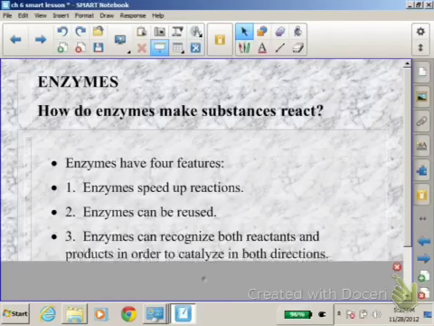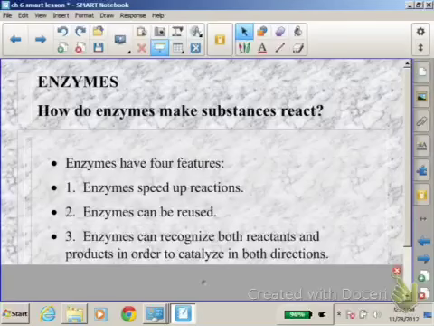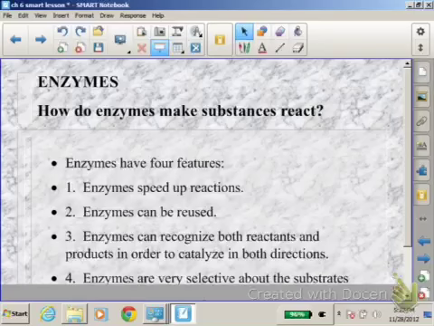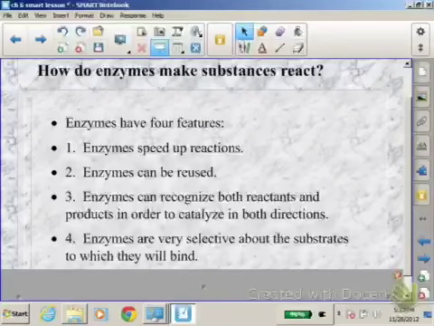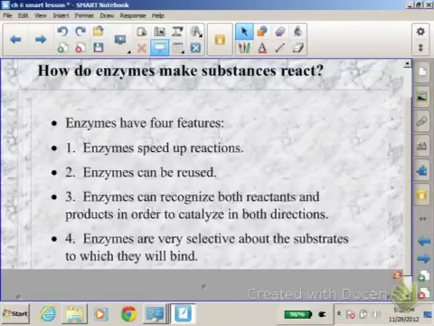3, enzymes can recognize both reactants and products in order to catalyze in both directions. And then 4, enzymes are very selective about the substrates to which they will bind.